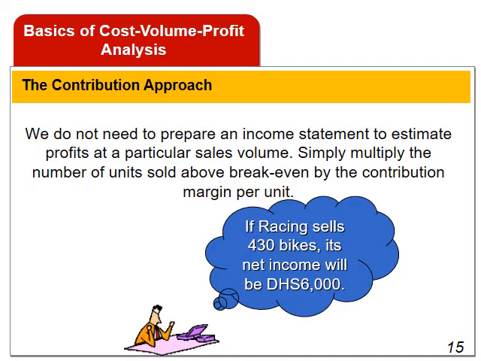For example, we know that if Racing Bicycle sells 430 bikes, net income will be 6,000 dirhams. The company will sell 30 bikes above the break-even unit sales, and the contribution margin is 200 dirhams per bike. So, we multiply 30 bikes times 200 dirhams per bike and get net income of 6,000 dirhams.